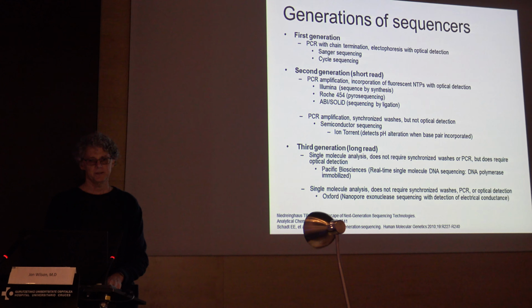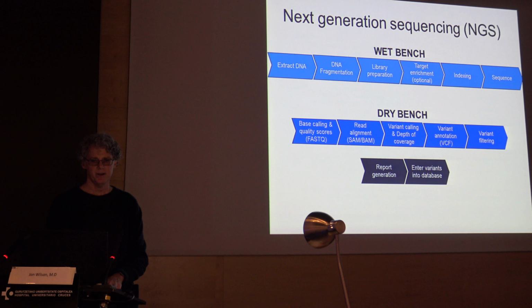When you get into the next generations of sequencing, you're actually looking at each molecule individually, and that's one of the things to take home. Next generation sequencing has two components for validation. There's a wet bench, which is what you're doing on the platform, in the lab, and then there's a dry bench bioinformatics platform, and then there's a part in which it's report generation and entering variants into databases. All of these components have to be validated.